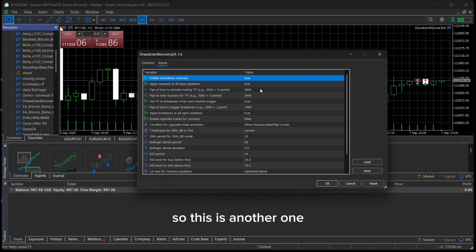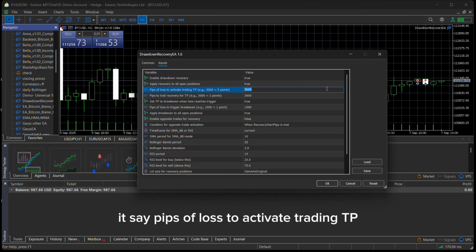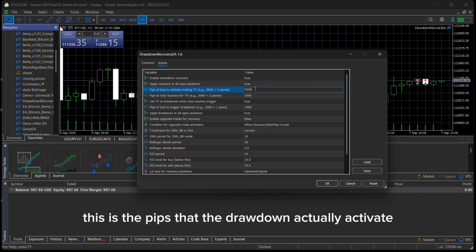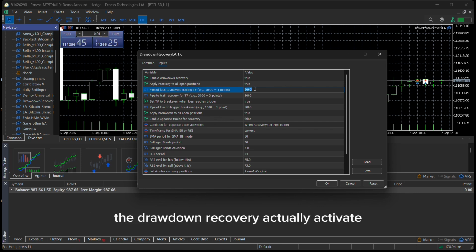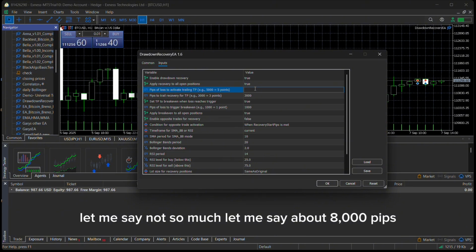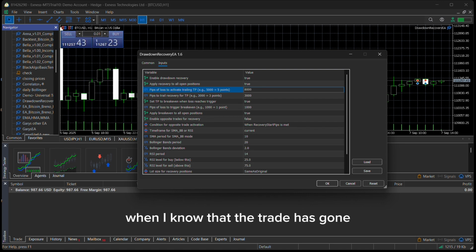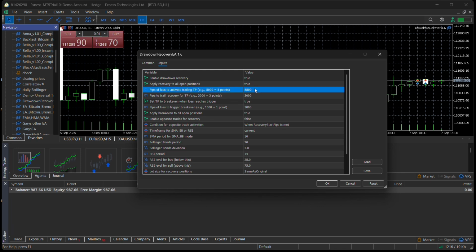So this is another one. It says pips of loss to activate trailing TP. Now this is the pips at which the drawdown recovery actually activates. I like to use it when I'm in a big loss of, let me say, about 8,000 pips, when I know that the trade has gone bad, or let me say 8,500 pips, right?